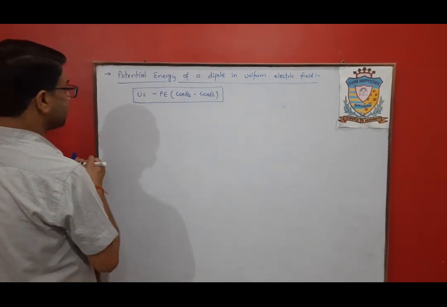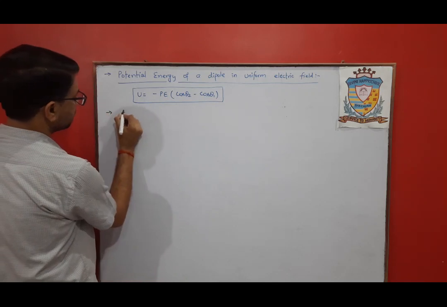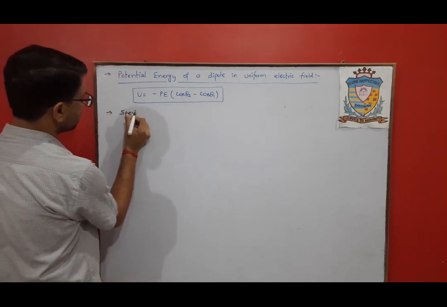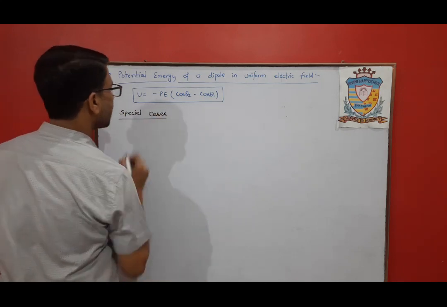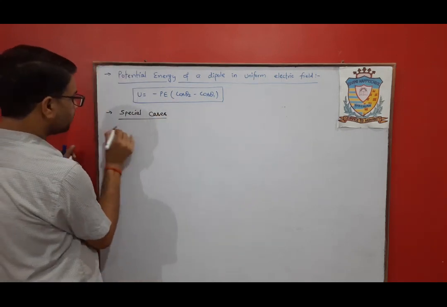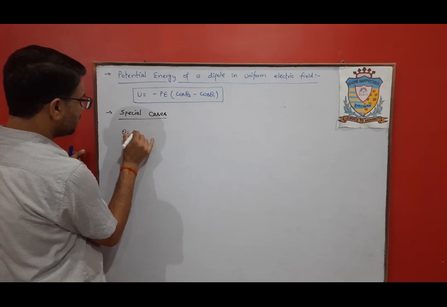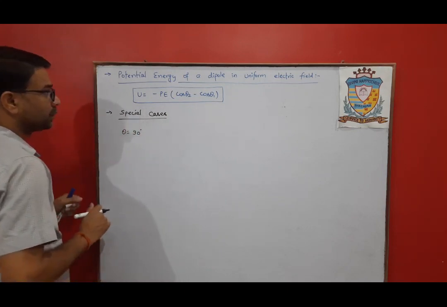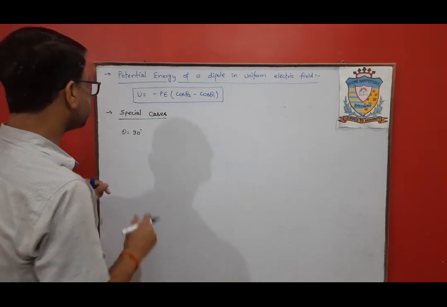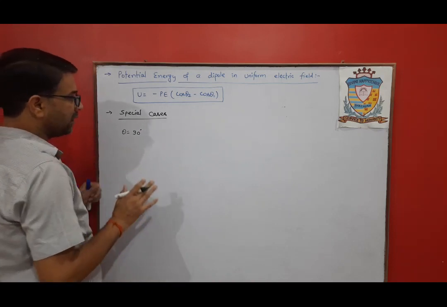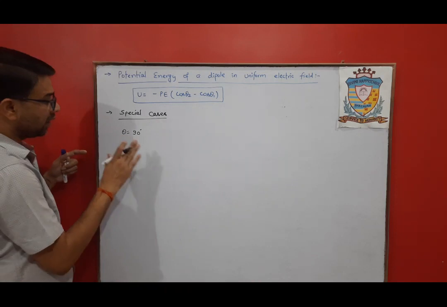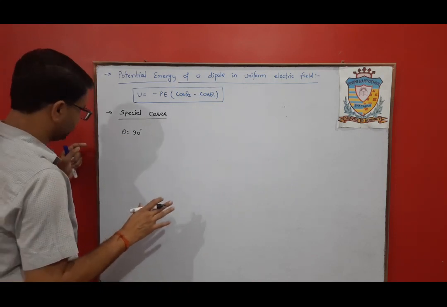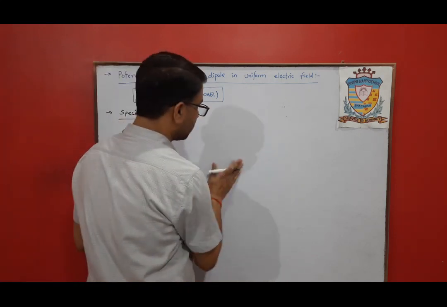Some special cases. First is when theta is equal to 90 degrees. That means here we are taking this angle theta in between.